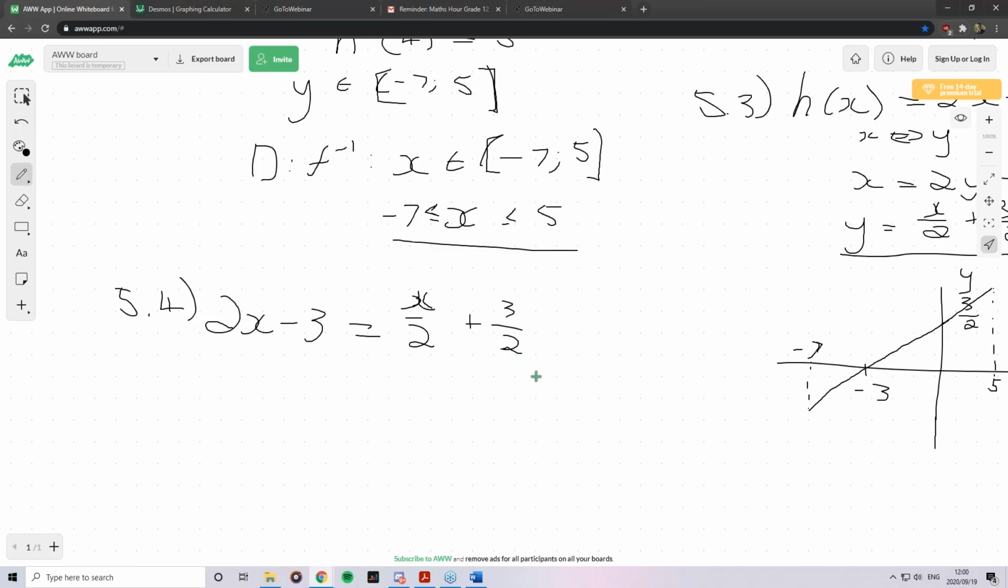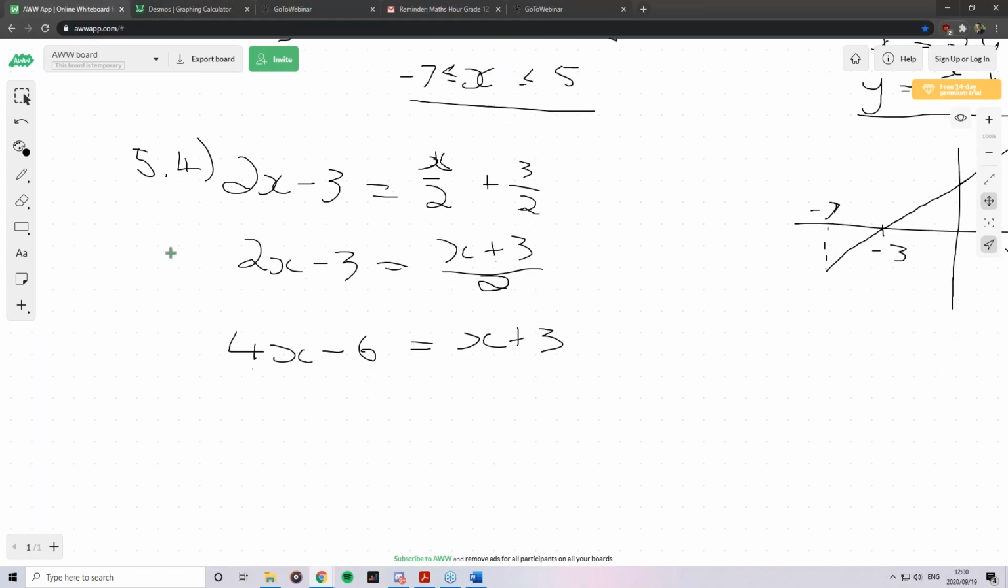Solving for this, you can write 2x minus 3 is equal to x plus 3 over 2. I can multiply both sides by 2, so I get 4x minus 6 is equal to x plus 3. And I get then x is equal to 3.